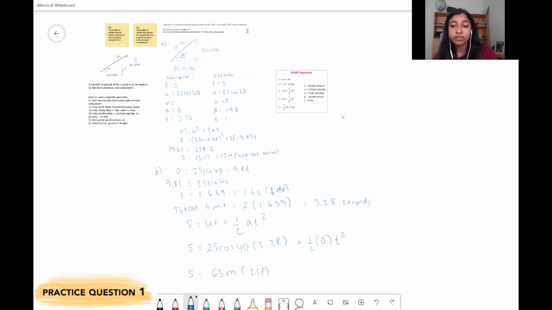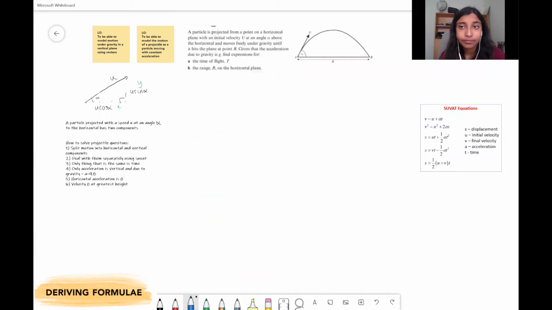So that's just how we can solve questions with projectiles using our SUVAT equations. So now let's go on to derive some of the key formulas that you may need. The first formula that we want to derive is for your total time taken for your projectile, and also for your range, which is just the total distance covered in your horizontal direction. As I've labelled here, from A to B, that's your range.